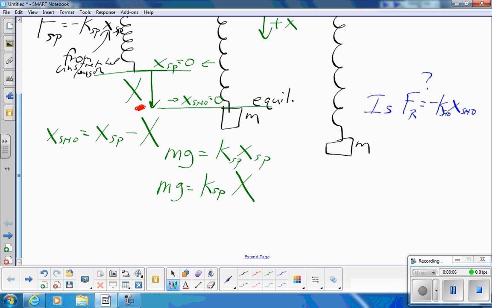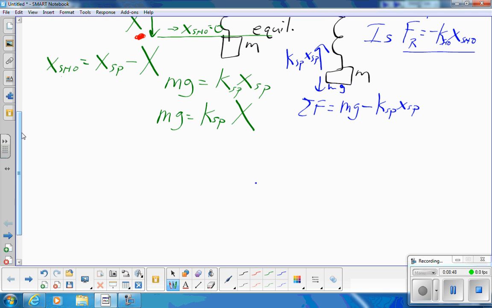All right, so let's examine the forces. If I find the net force on this object at this time, there are two forces. There's, of course, mg down, which is our positive direction, and there's a spring force, which is k_sp x_sp, exerted in the upward direction. We've made down positive, so I'm going to write the net force here as mg minus k_sp x_sp. And we're wondering if that fits this description of a restoring force that is in proportion to the displacement from x_SHO, where x_SHO is equal to 0. So what I need to do now is some substitutions.